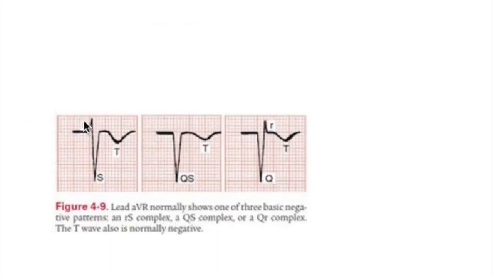So this is lead AVR, which may have three configurations. It may have an RS, a QS, or a QR complex. The T is always inverted normally in AVR.